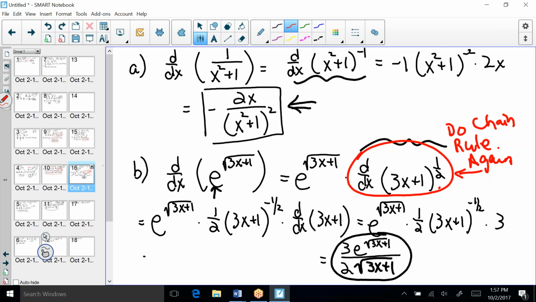So we can use that power chain rule again, bring the 1/2 to the front, keep the 3x plus 1, decrease the exponent by 1, so we have a negative 1/2. And we have to multiply by the derivative of the inside still, 3x plus 1. That derivative is just 3, so we just copy everything that we had in the previous step and add this 3 here. And then we can simplify that, get rid of that negative exponent, and just write it as one quotient, and you end up with this answer here. So that's what you should have gotten for B.